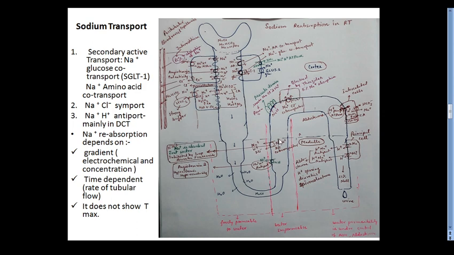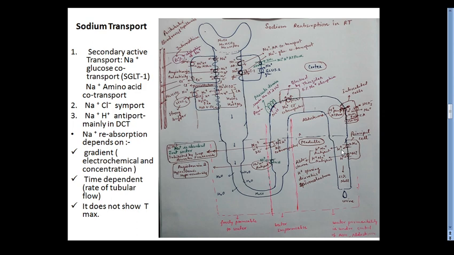The loop diuretics produce a high degree of diuresis because 15 to 20% of sodium ion is reabsorbed here, and so all the sodium ion is retained in the tubular fluid. Similarly, thiazides are mild diuretics. Potassium sparing diuretics are also mild because they block the reabsorption of only 5% of sodium ions at both places. So this is all about sodium transport.